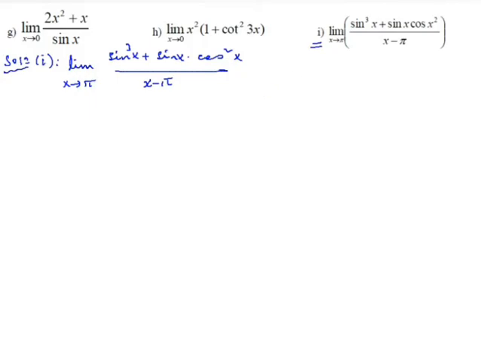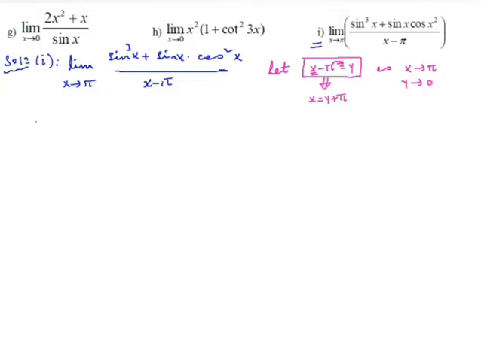For now I want to say let x minus pi be some number y. If x minus pi is y, as x approaches pi, y will approach 0. So from this, in place of x, you can substitute x equals y plus pi. You can shift this. So in place of x, substitute y plus pi.